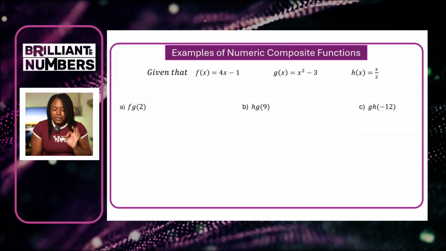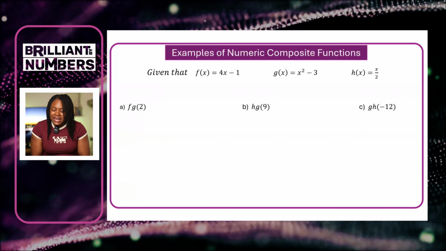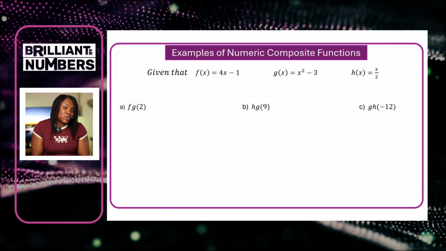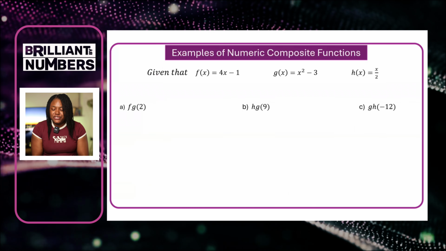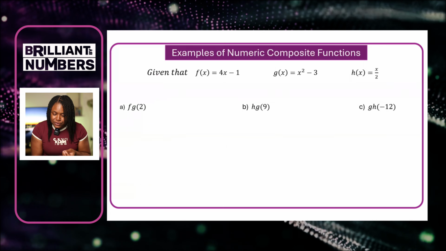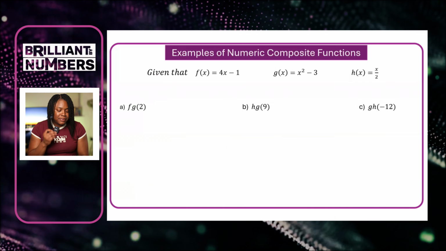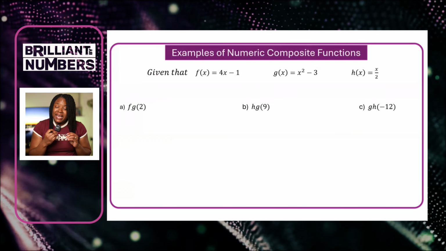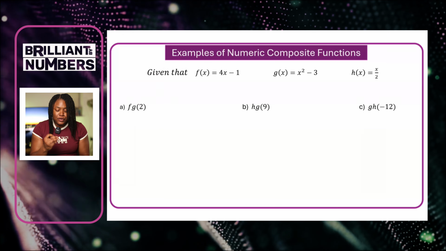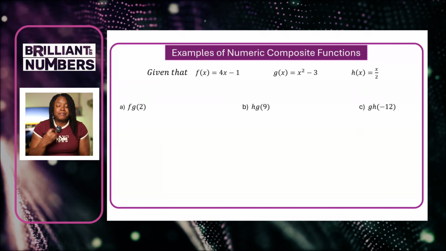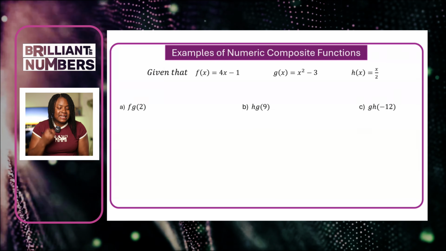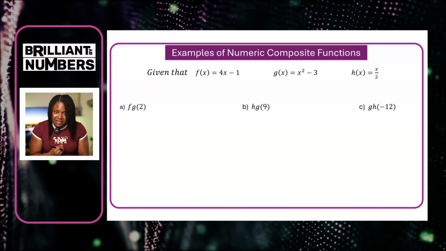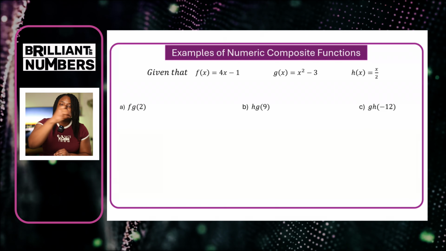So here we're given 3 functions. Given that f of x is equal to 4x minus 1, g of x is equal to x squared minus 3, and h of x is equal to x divided by 2. We're asked to find, first of all, in part A, what is f of g of 2. So here the x is replaced with 2. What we would need to do here, based on the steps we've discussed, is to find what is g of 2 first. After we've gotten the answer to that, we're now going to put the result into f.